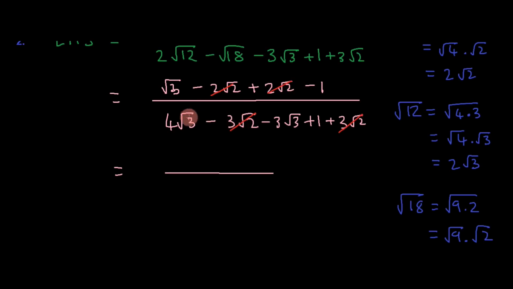So in the numerator, we're left with square root 3 minus 1. So square root 3 minus 1. And in the denominator, we can add like terms. 4 times the square root of 3 minus 3 times the square root of 3 is 1 square root 3, or just square root 3. And then we still have plus 1 left in the denominator.